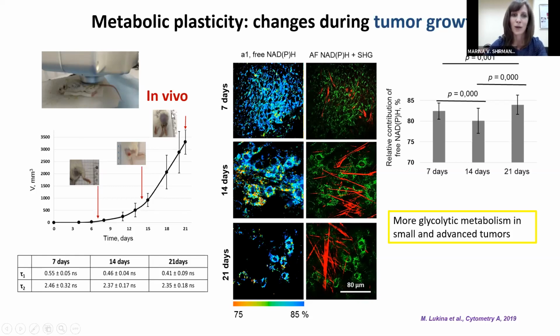And when they are large and advanced, hypoxia develops in such tumors, and they just do not have enough oxygen to support oxidative metabolism. This is why they are glycolytic, but this glycolysis is likely anaerobic.